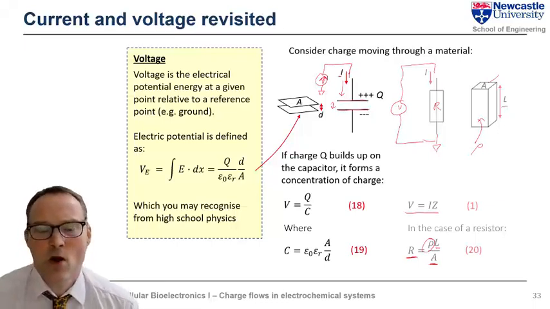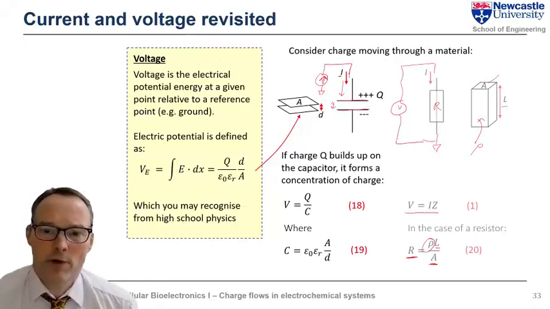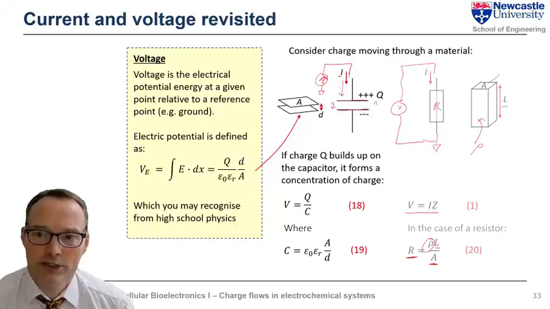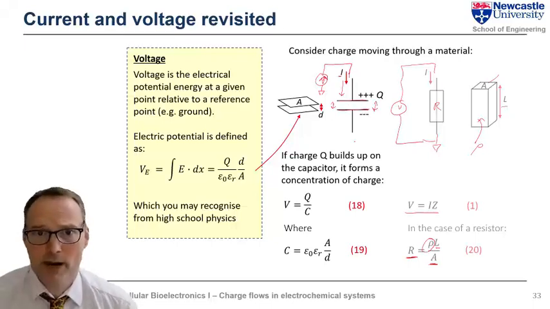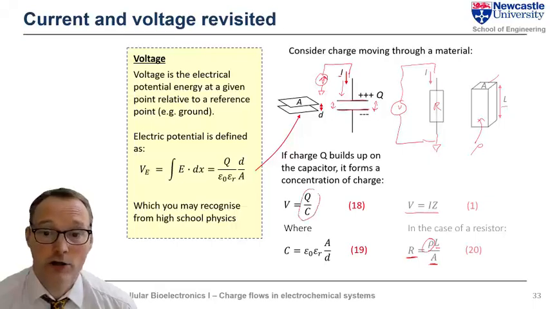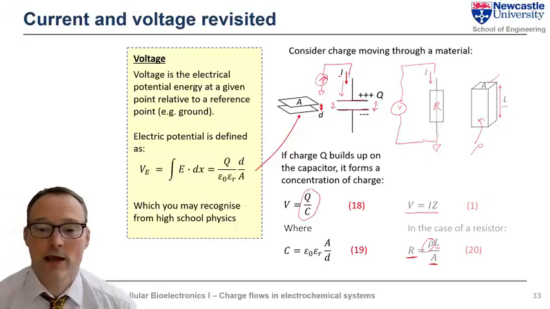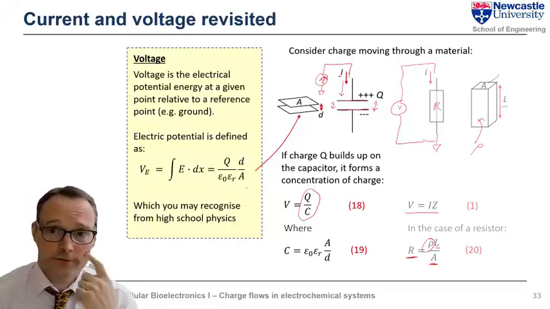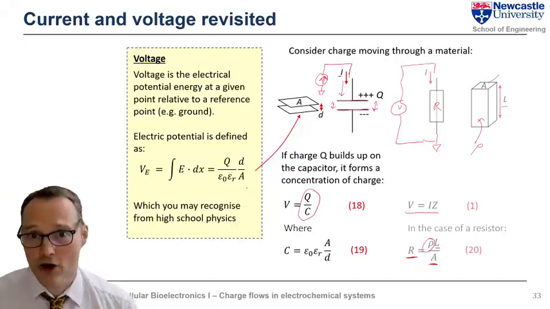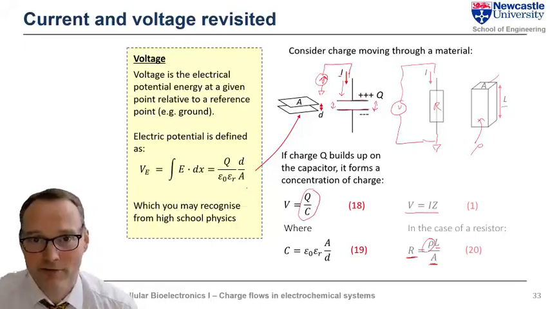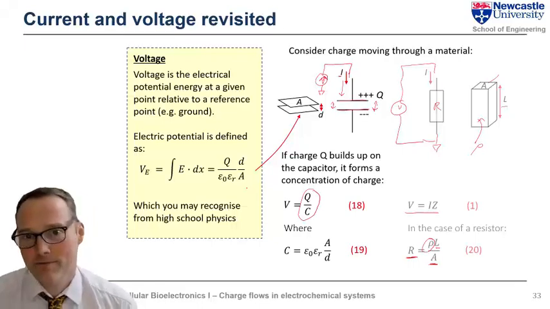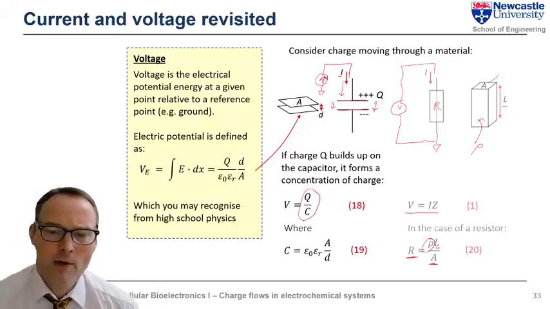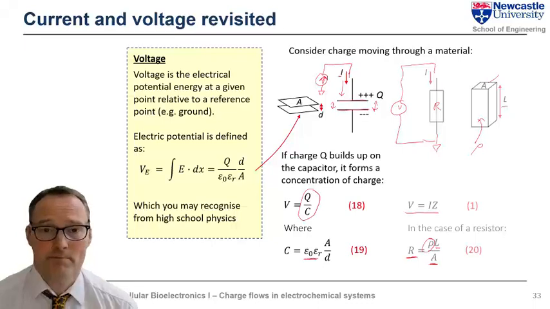When that happens, we can say that there's now a voltage across these plates of the capacitor, whereby the voltage is determined by the charge across the two sides and the capacitance of the capacitor. So if you have a larger capacitor, the same amount of charge gives you a lower voltage, and vice versa. And we can define the capacitance in terms of the permittivity.